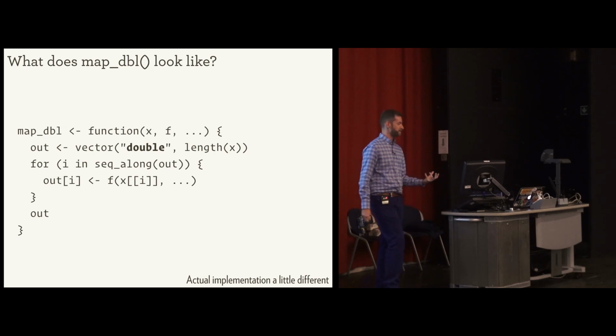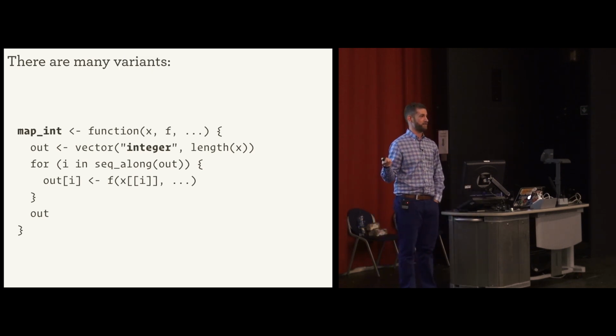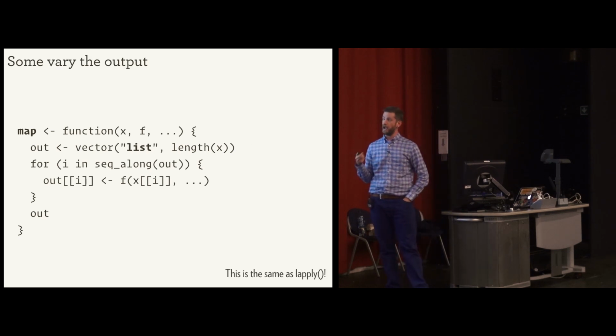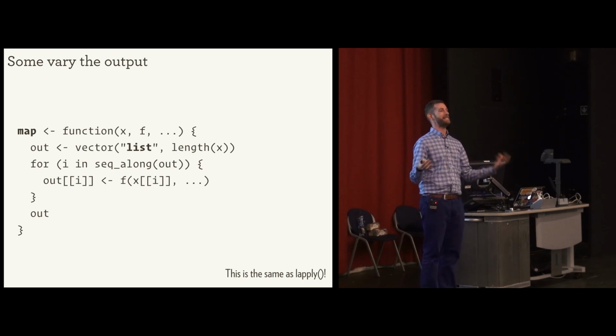So there are lots of other functions, right? If we've got a function that returns doubles, you might imagine we also have a function that returns integers. We have a function for characters and for logicals. And then the most generic form of all is map, which returns a list. This is the most general because anything in R can go inside a list.